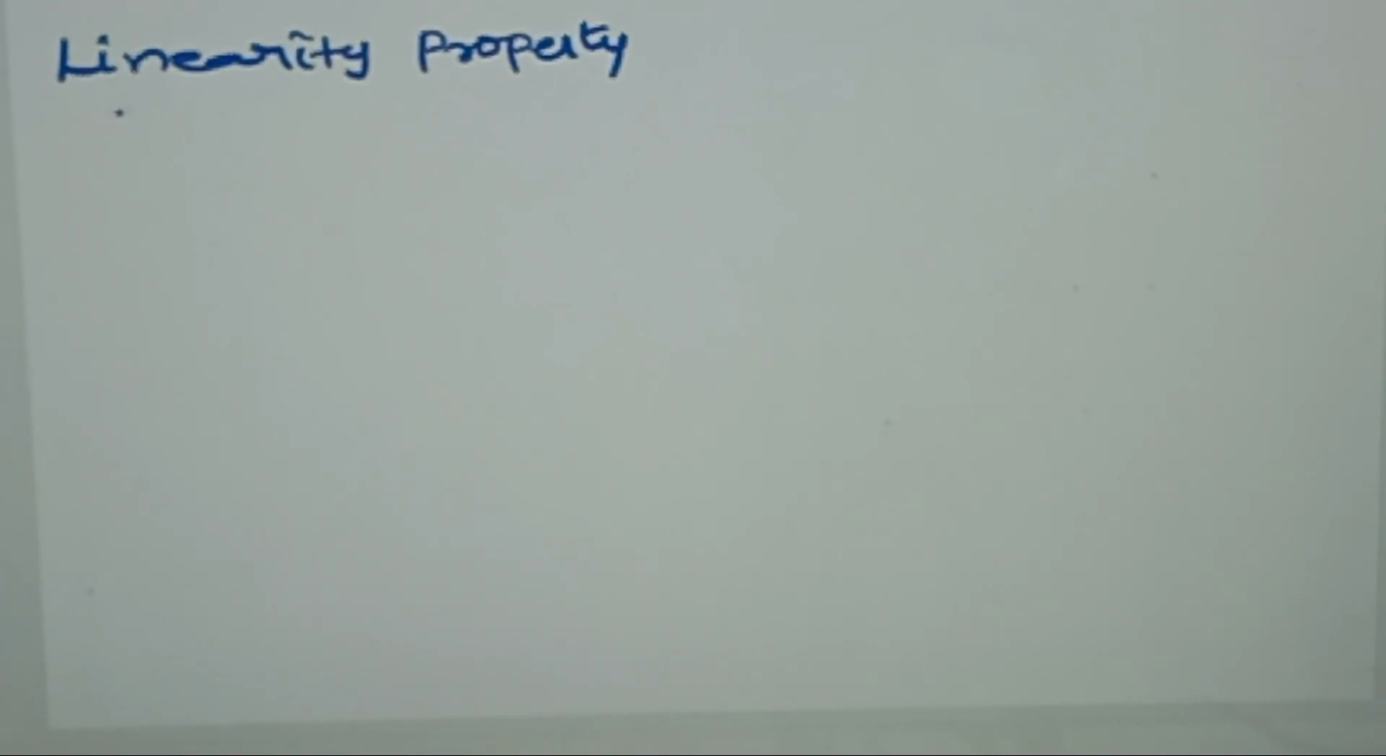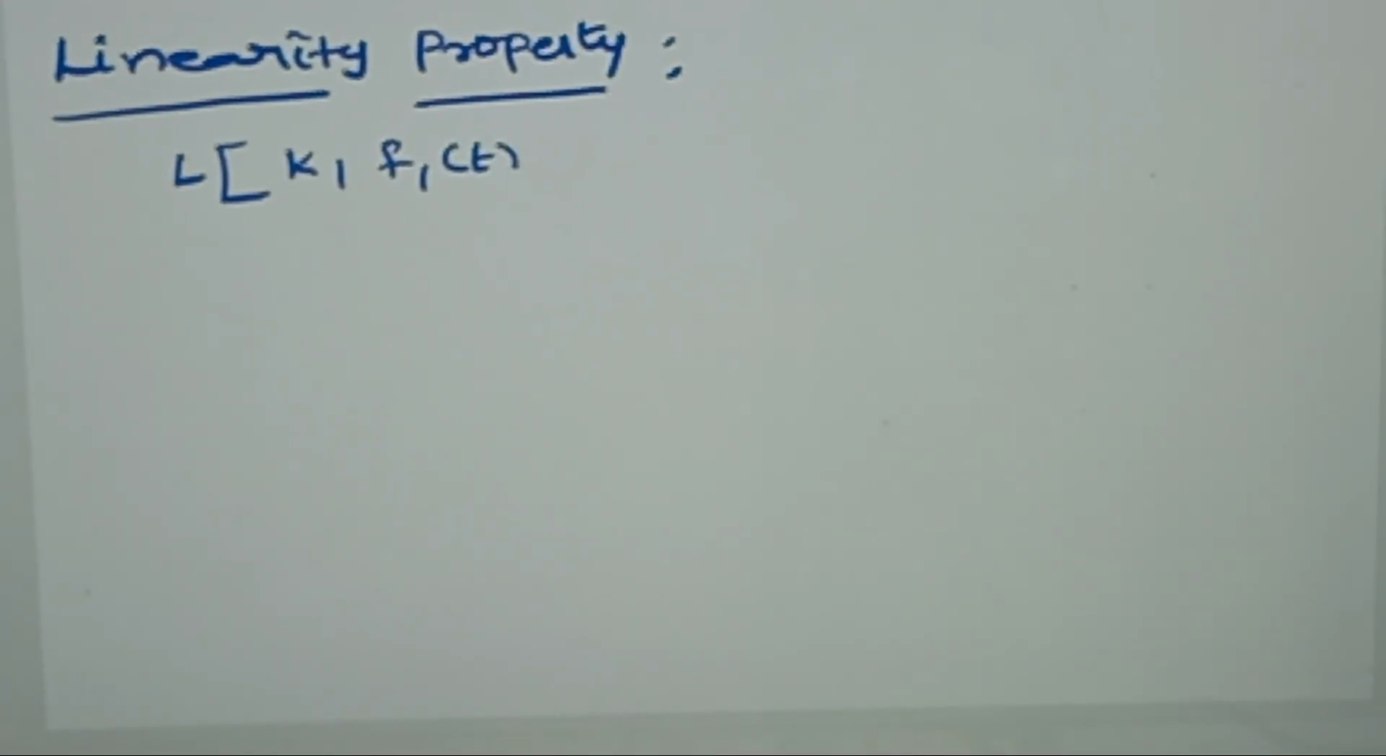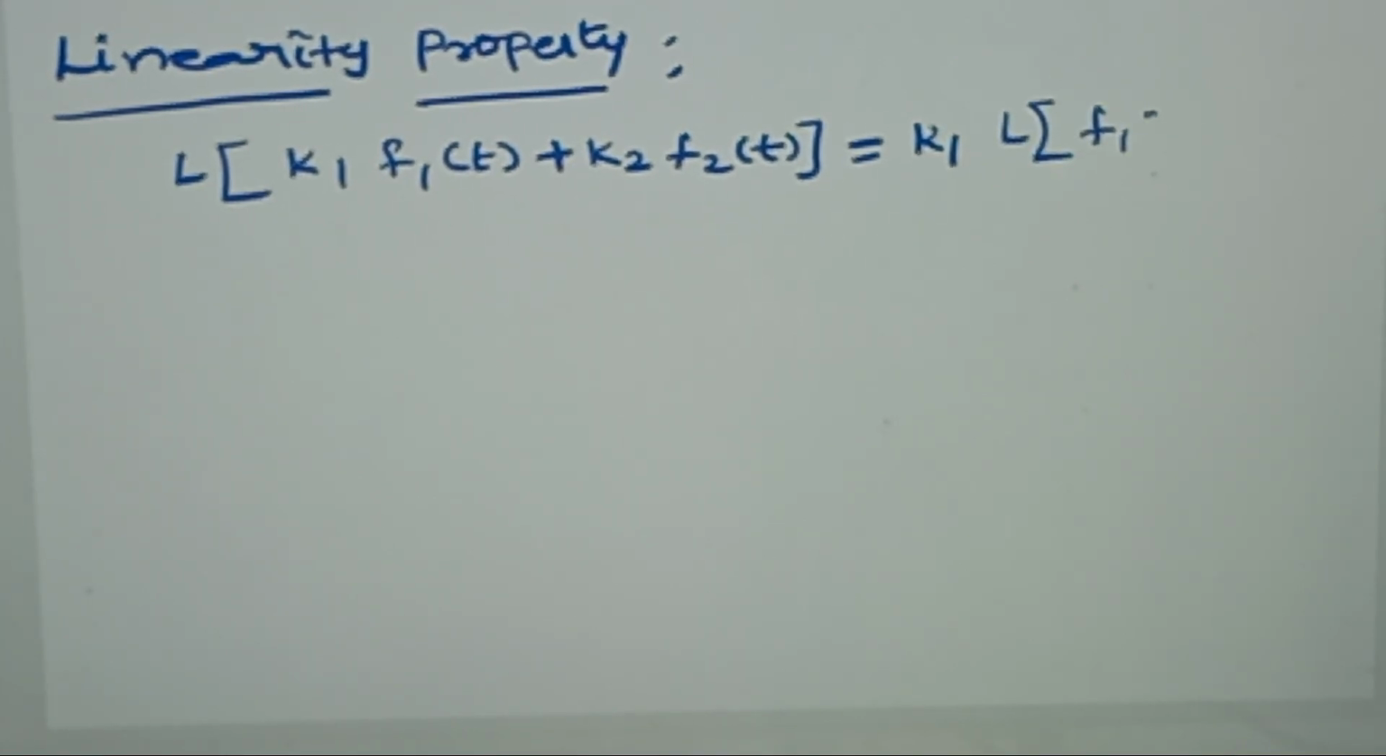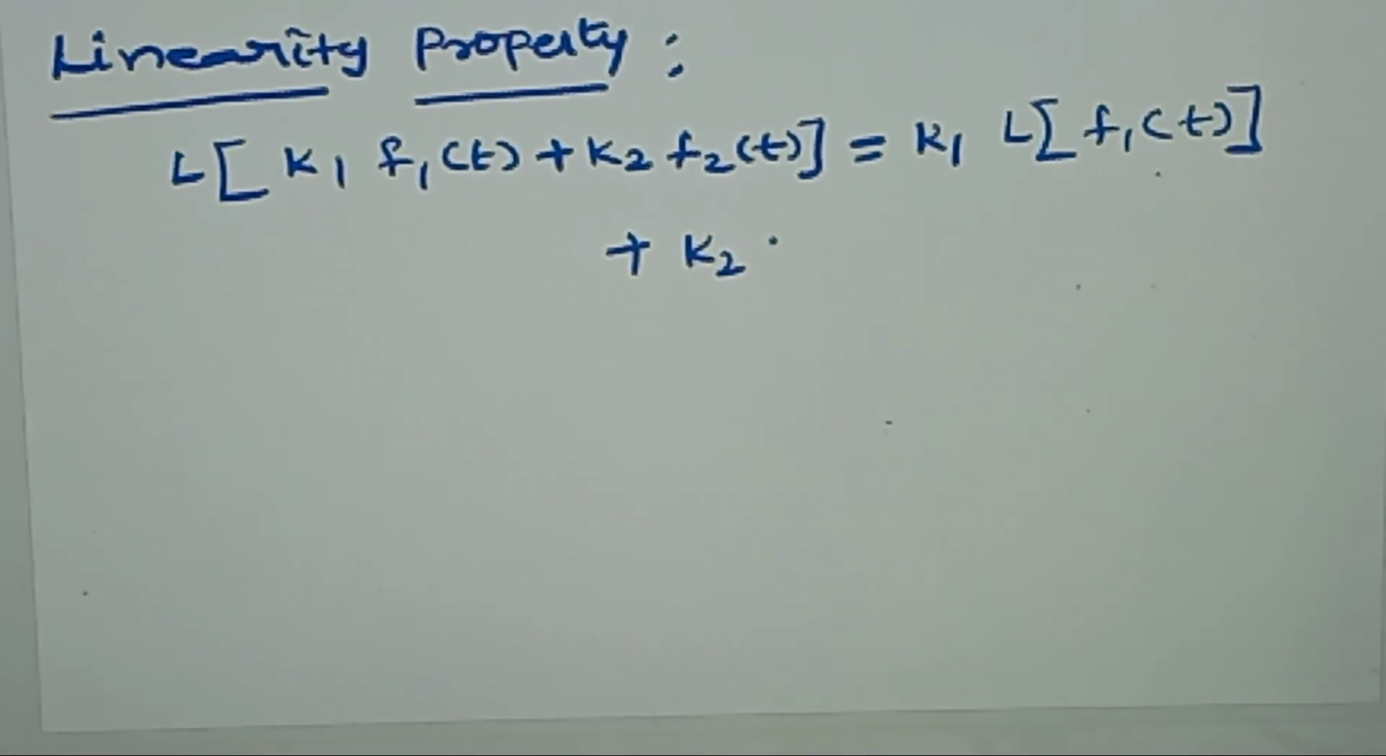What is the linearity property? We are going to consider two constants denoted by k1 and k2, and two functions denoted by f1 of t and f2 of t. Okay, so Laplace transform of k1 into f1 of t plus k2 into f2 of t is equal to, we can write it as, constant k1 taken outside, and calculate the value of Laplace transform of f1 of t. Similarly, plus k2 into Laplace transform of f2 of t.